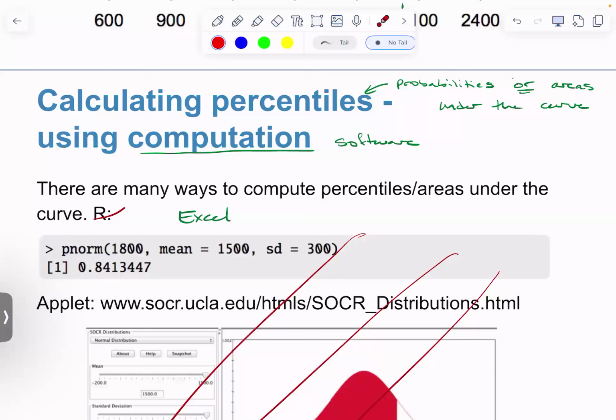And so just for some background, these tables are really archaic, right? You don't want to tell your boss that you're using your Z table. Unless they're really old, then they would be impressed. But you should probably use software. It's just that we use these tables for tests, closed book.